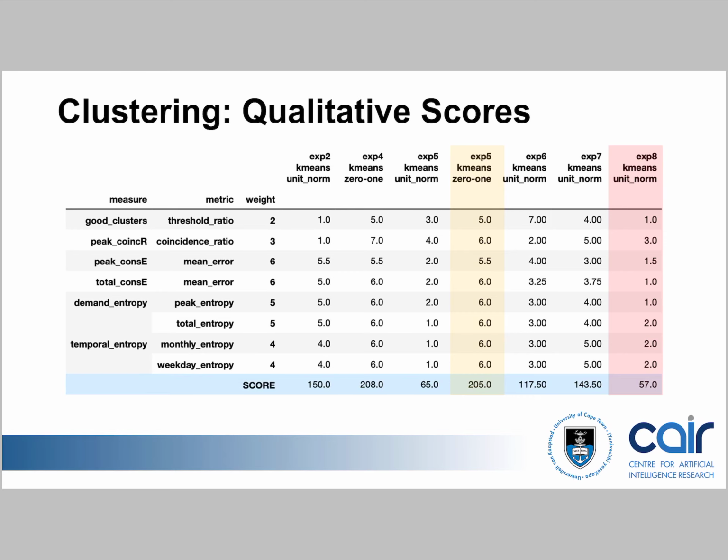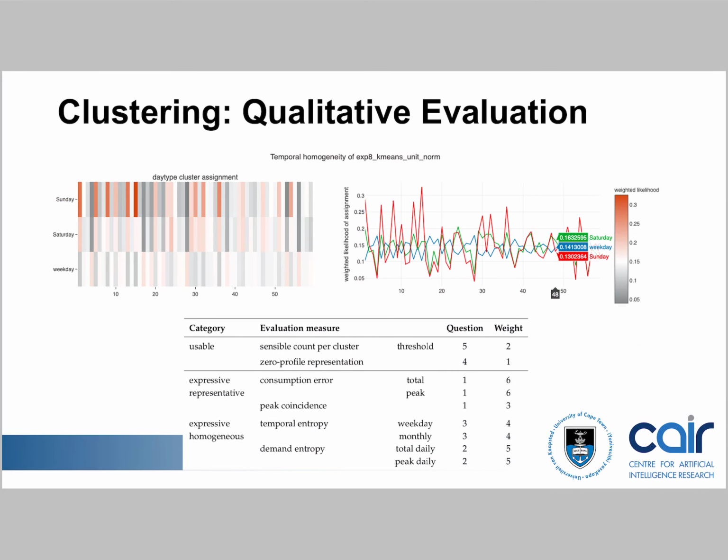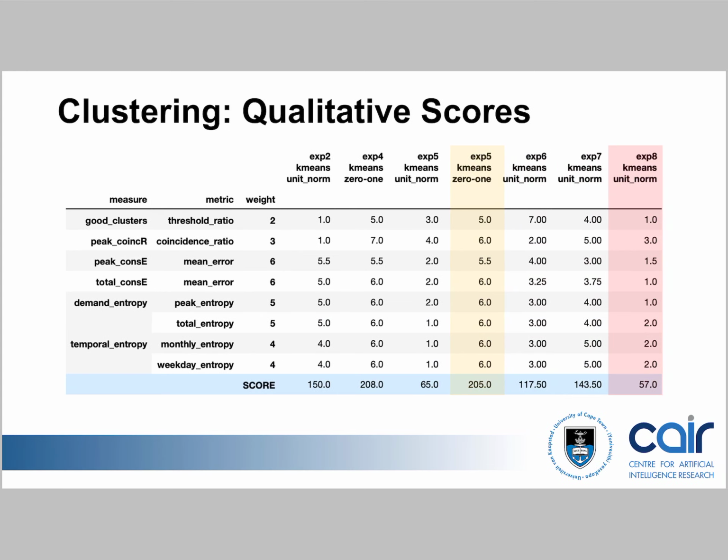Looking at the qualitative scores then, each of the scores was weighted based on how important we deemed that measure to be. As a disclaimer, that weighting obviously has a massive impact on the actual results. So playing with that weighting can alter the results significantly.